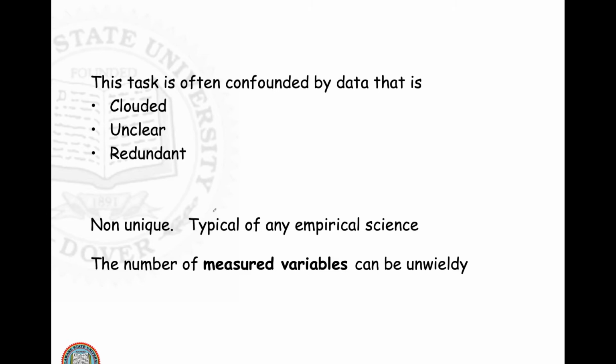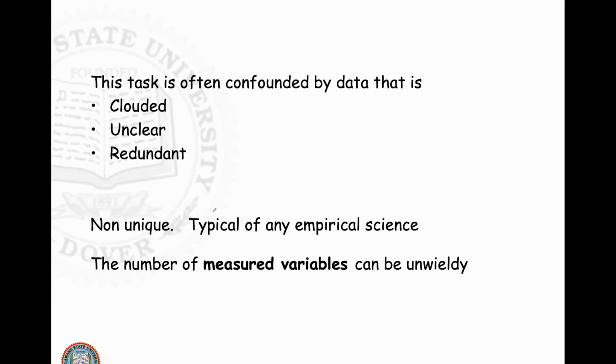And in fact, if you don't need all of them, by reducing the dimensionality or the rank of the feature space representation, you're also making learning much more feasible and much better in general. So you also have, this is non-unique, and this is not indicative to computer science. It's typical. These problems of being clouded, unclear, and redundant are typical of any kind of empirically driven science.